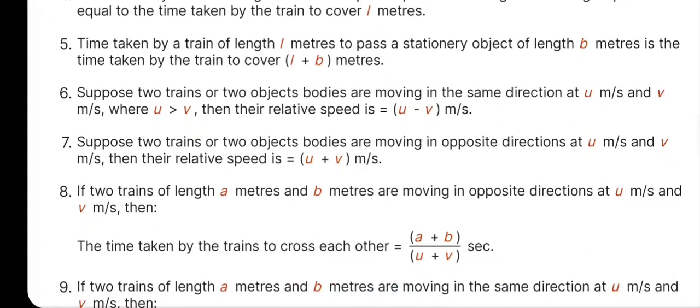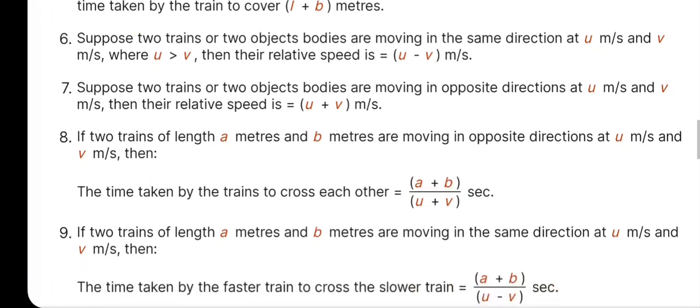Then the next point we have studied is two trains or objects moving in the same direction with u and v meters per second and u greater than v. Then the relative speed is u minus v meters per second. And in case of trains or objects moving in the opposite direction, then the relative speed is u plus v meters per second. So next point, if two trains of lengths a and b meters are moving in the opposite direction with u and v meters per second, then the time taken by the trains to cross each other is (a plus b) by (u plus v) seconds.